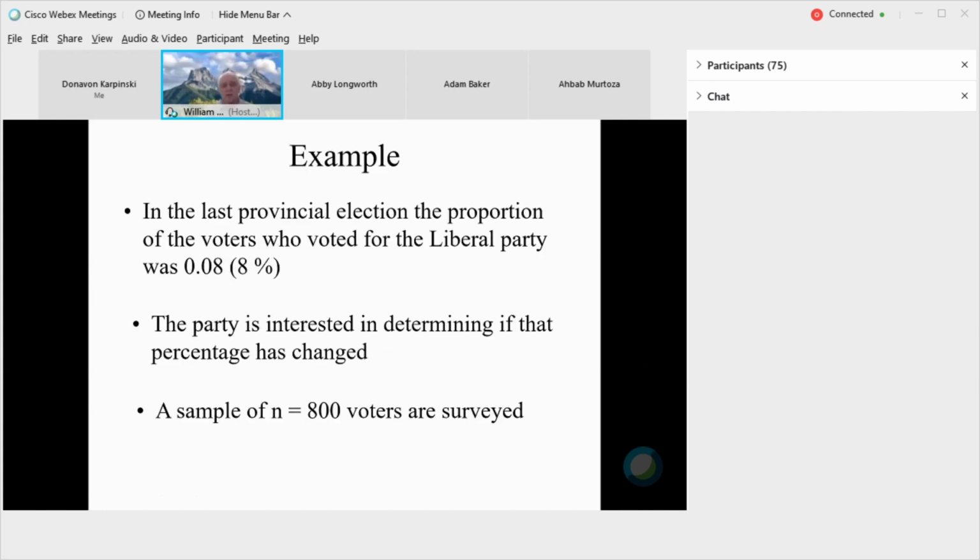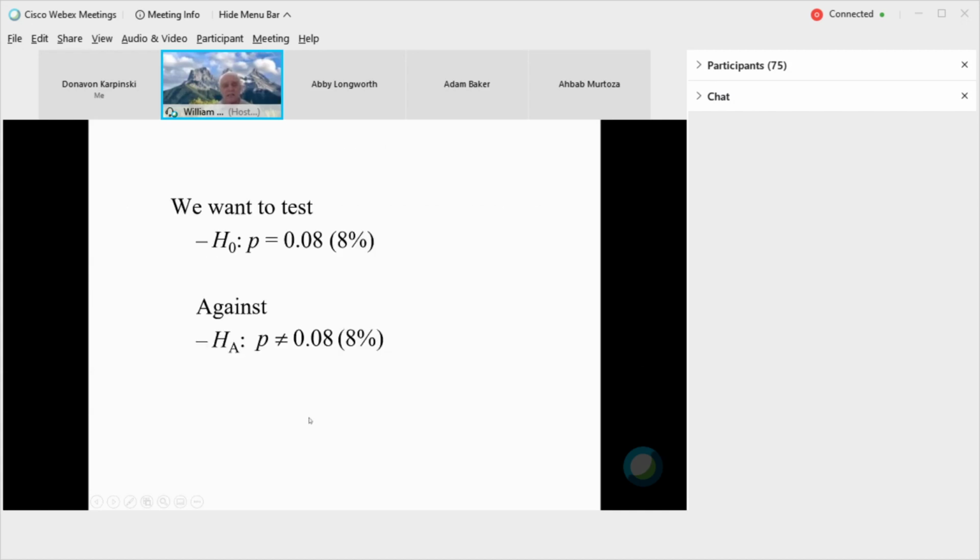Example: suppose in the last provincial election, 8% voted Liberal. The party is interested in conducting a survey to see if that percentage has changed. So it takes a sample of 800 voters. Basically, we want to know if P is the same as last time, 0.08, against the alternative P not equal to 0.08.